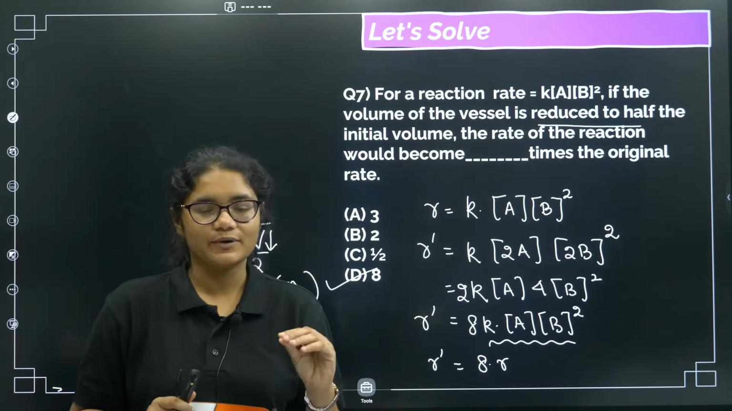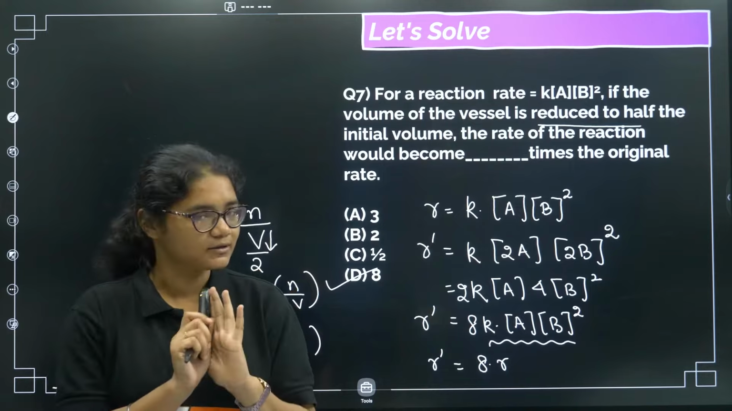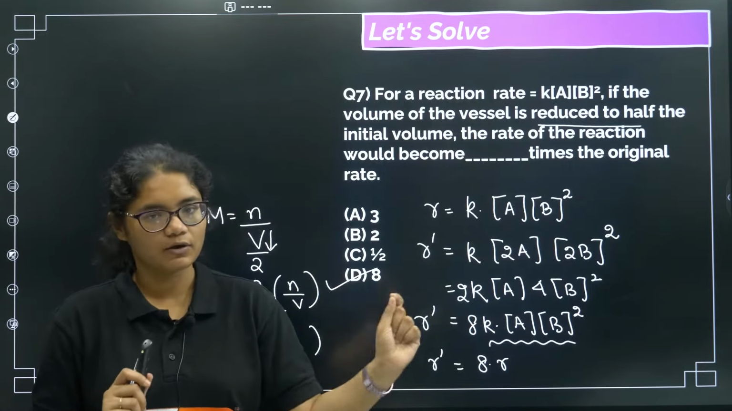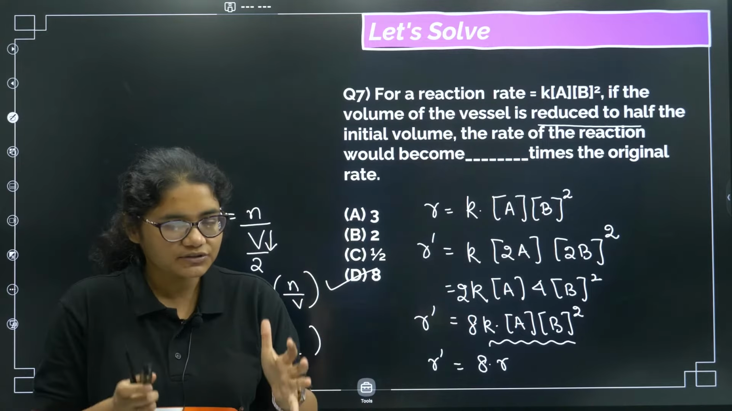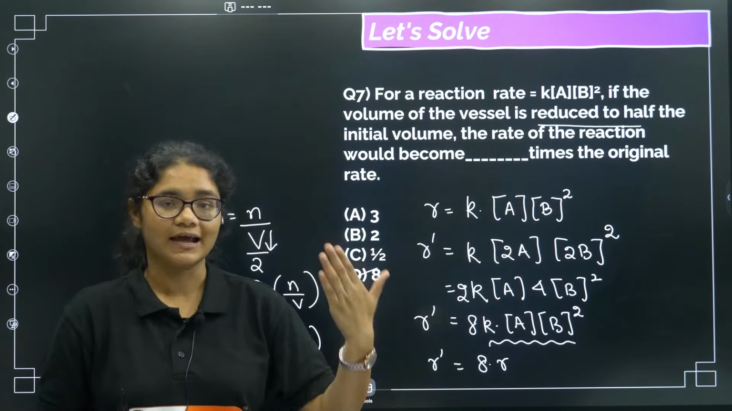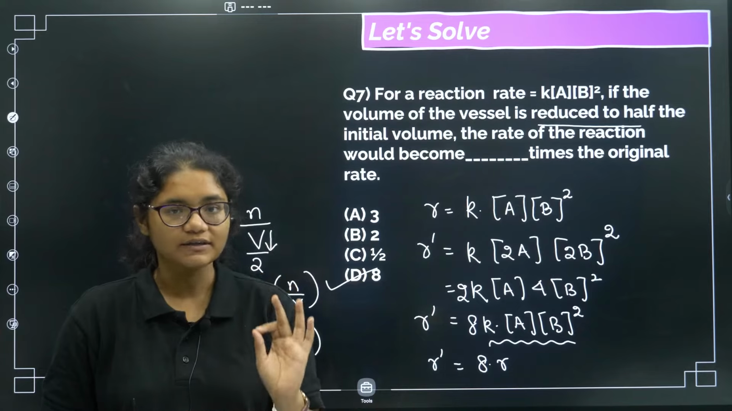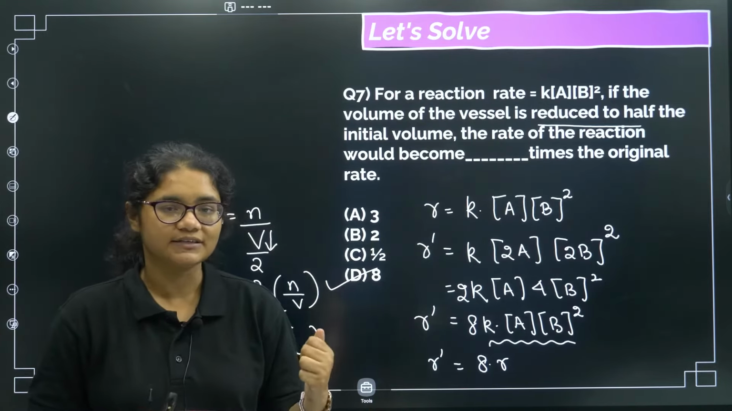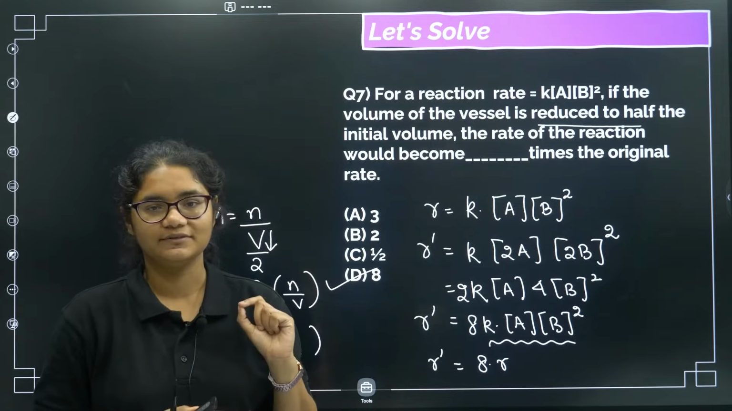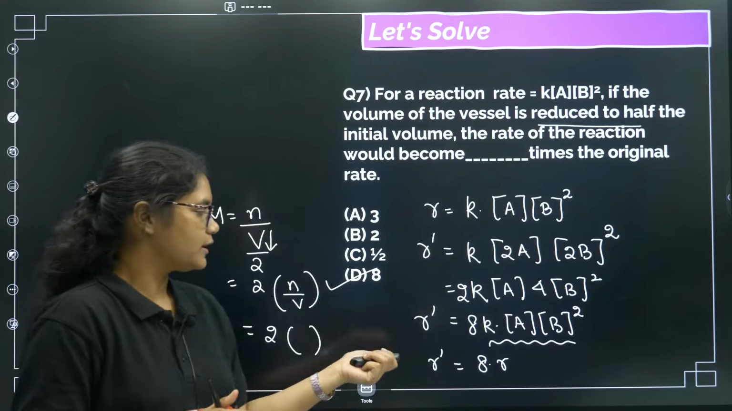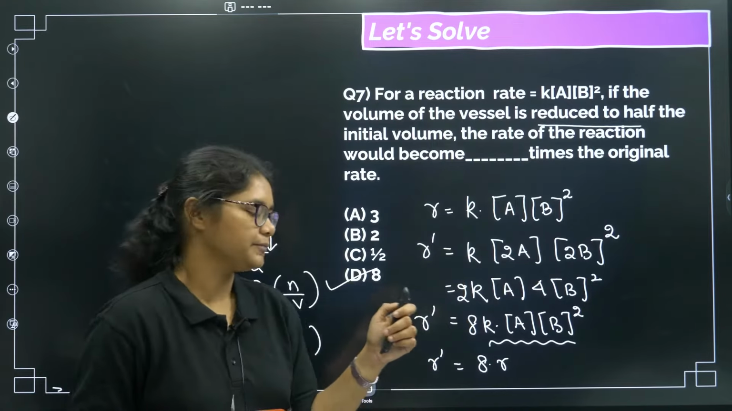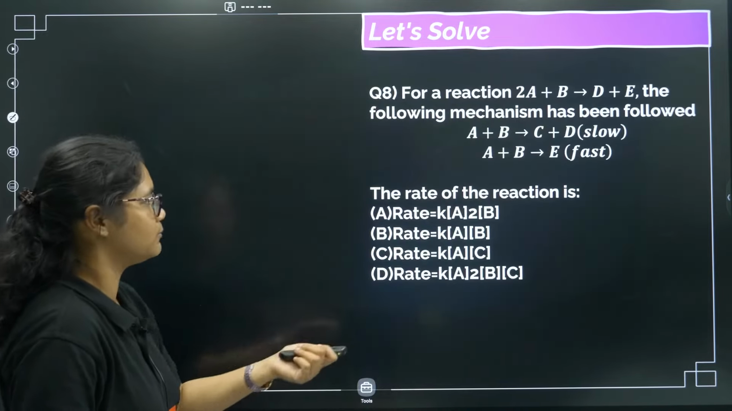So the previous question they asked showed that the rate constant is not affected by the concentration, but the rate depends on the concentration. So when you have reduced the volume to half, the concentration has doubled, right? So if the concentration has changed, the rate will also change. So how many times has the rate changed? It has increased by 8 times, right? Okay, so if you are increasing the concentration, the rate is also increasing, right? Okay. Now do one more question.